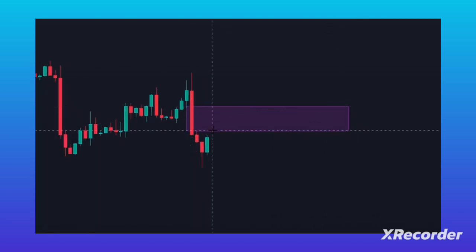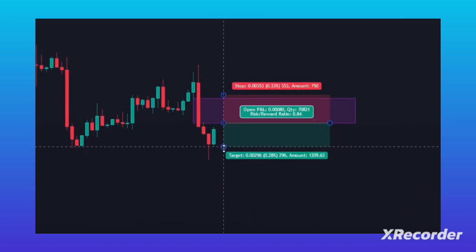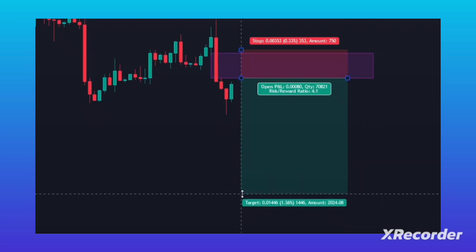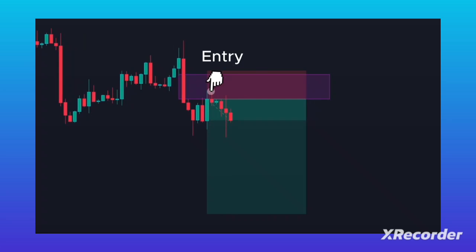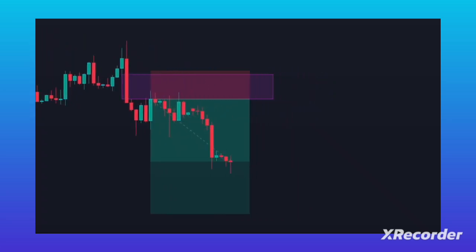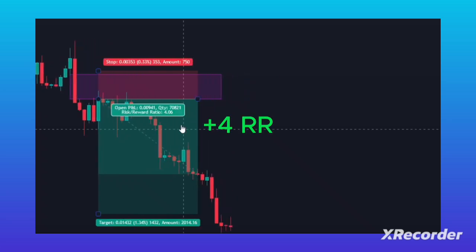We sell short, with the stop loss right above the gap and the take profit below the last swing low. We entered the trade right here. And that's a win of 4 RR.